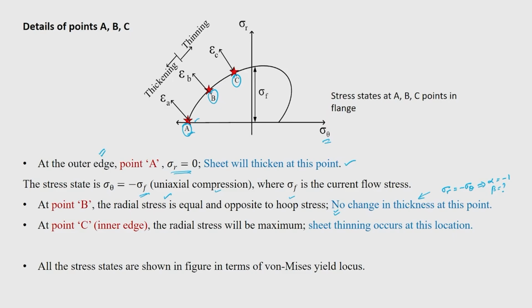Now when you go to point C, the radial stress would be maximum at that location, because that is basically the die corner region, and it is also expected that sheet thinning is going to happen in this location. So I mentioned the C point somewhere here.